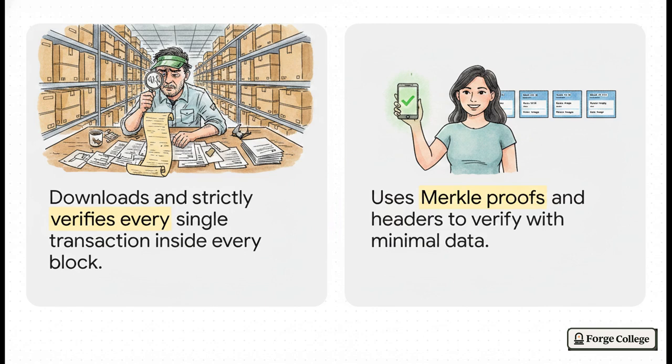It downloads, stores, and strictly verifies every single receipt inside every single box. But simplified payment verification, or an SPV wallet, shows how those compact receipt lists, the Merkle trees we talked about, let mobile users operate safely without downloading the whole heavy blockchain. They only need the block headers. It's essentially just checking the labels on the outside of the boxes.